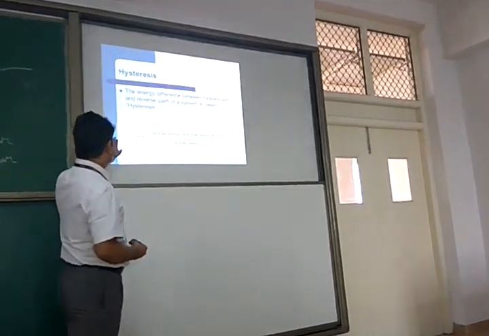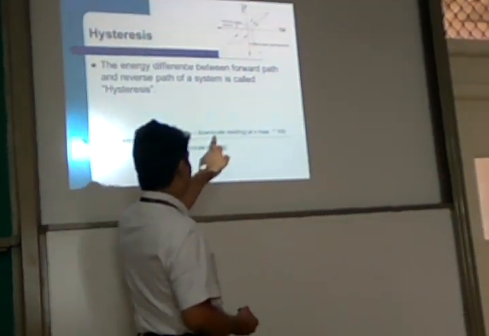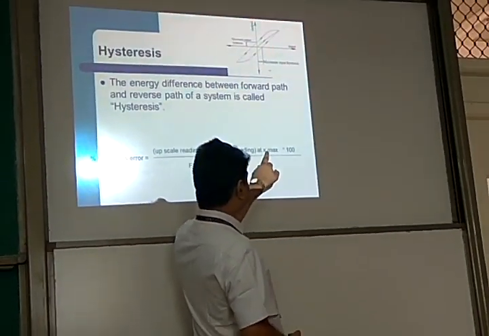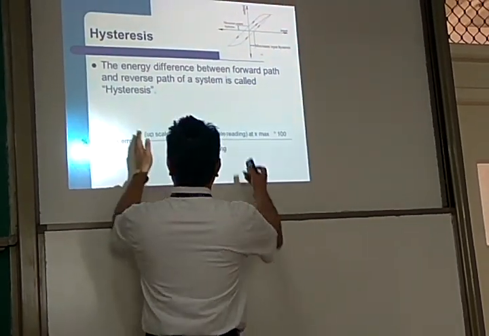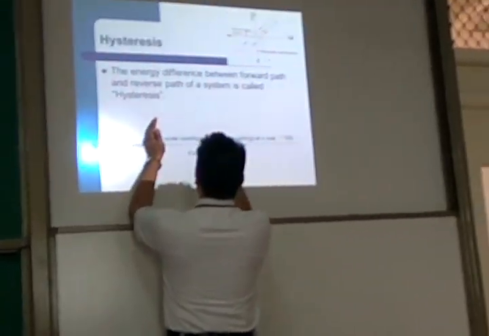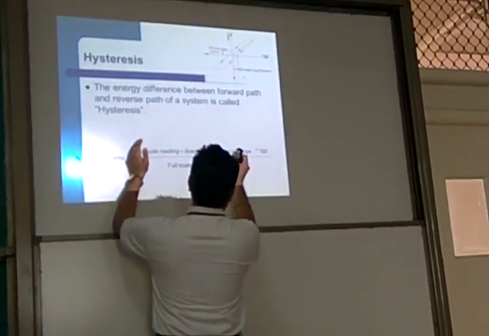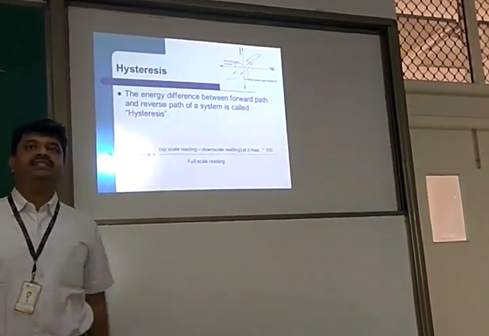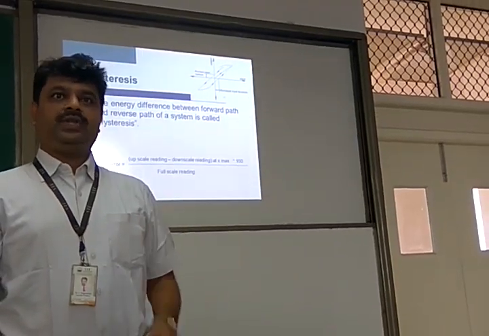So your formula would be percentage of hysteresis error is upscale reading minus downscale reading at maximum. It's not at x maximum, at maximum. That means whichever is the maximum difference between these two, upscale reading and downscale reading. Take the maximum difference into 100 divided by full scale deflection is the formula for hysteresis here.